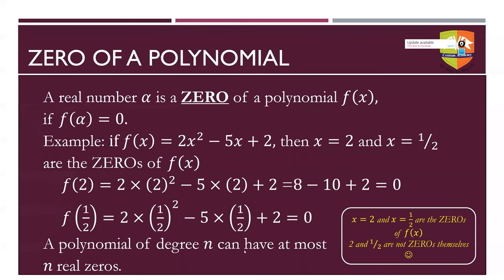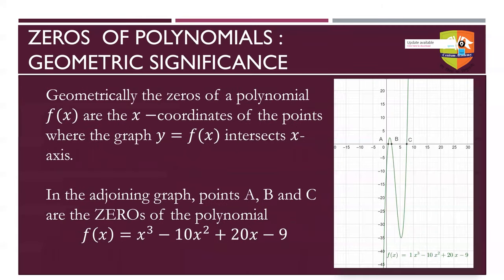Okay, and a polynomial of degree n can have at most n real zeros. You can see I have written n real zeros. So it can have n zeros. It definitely has n zeros, but as far as real zeros are concerned, at most n real zeros are there.